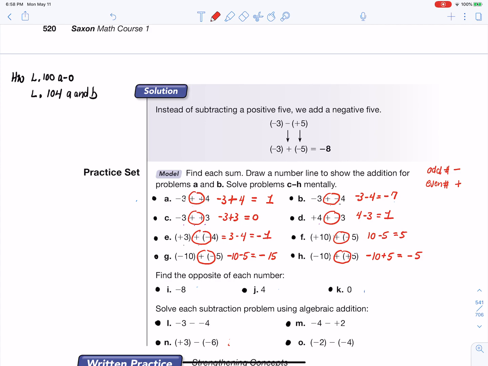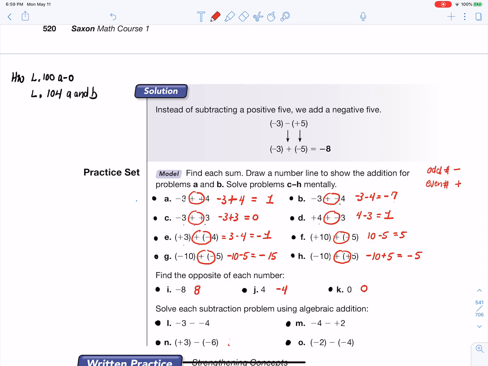For I, I'm supposed to find the opposite of each number. Well, for I, that would be 8, so I just change the sign. For J, it'd be -4, again, just change the sign. And for K, 0 is neither positive nor negative, so it's just simply 0. There is no opposite.